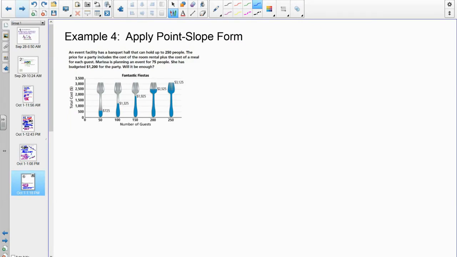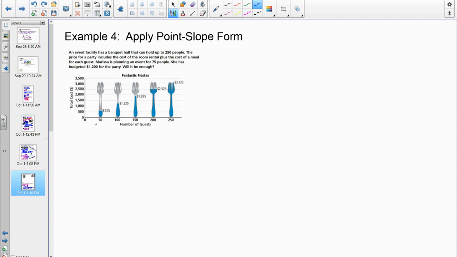The final example, which is always your problem solving. So the question is, an event facility has a banquet hall that can hold up to 250 people. The price for a party includes both the cost of the room rental plus the cost of the meal for each guest. Marissa is planning an event for 75 people and has budgeted $1,200 for the party. Will that be enough? So when we look at this, we can notice that we have total cost over here.